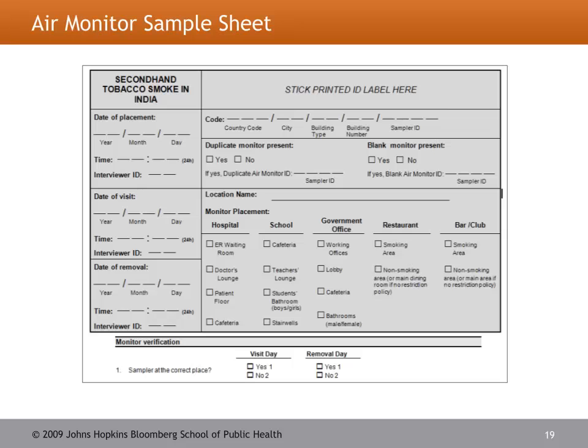So in the next section, we'll be discussing how you actually place the monitors out in the field, the different rules and hints that you should really follow to make sure you collect an adequate sample.